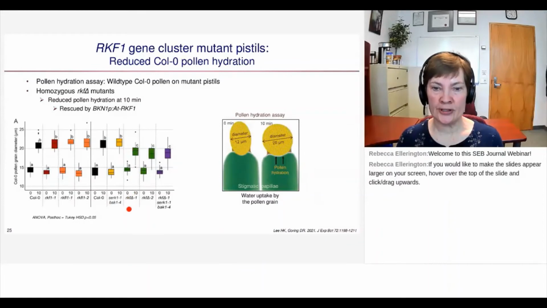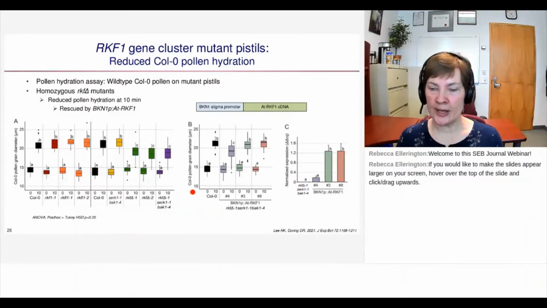But when we deleted the RKF cluster, we now see this reduced level of hydration at 10 minutes. So remember, this is wild type pollen on the mutant pistils, and so now these pollen grains aren't able to hydrate as efficiently by 10 minutes compared to Columbia and the Circ1 BAC1 mutant. And when we combine it with the Circ1 BAC1 mutation, it's still the same level. And so this tells us that the RKF cluster is responsible for this pollen hydration defect.